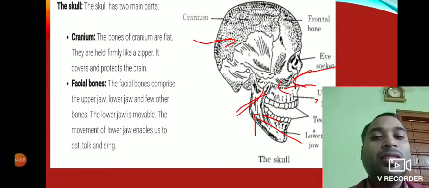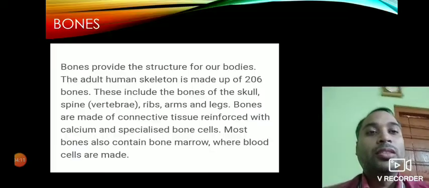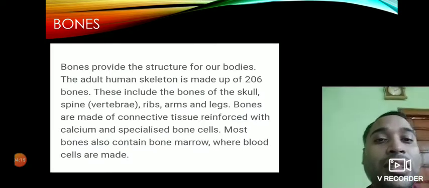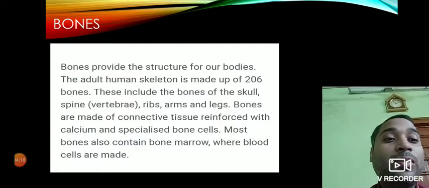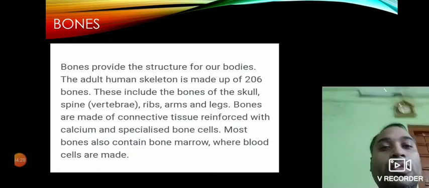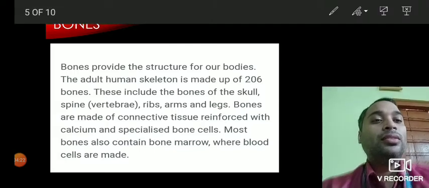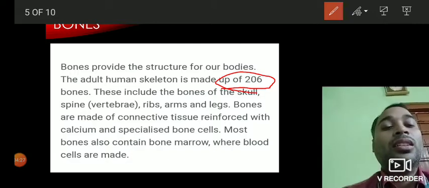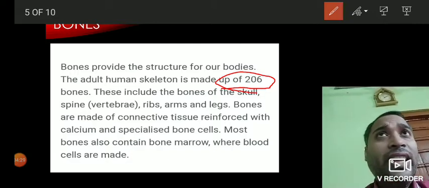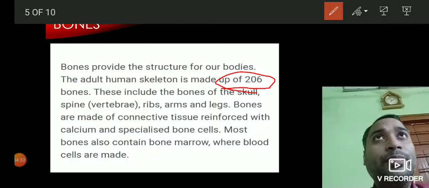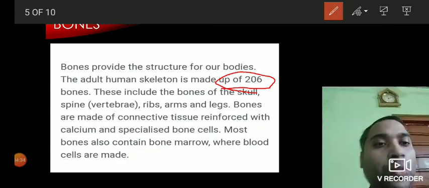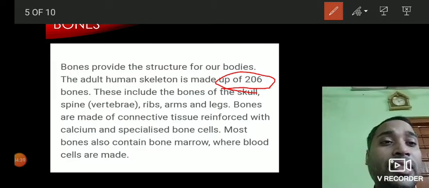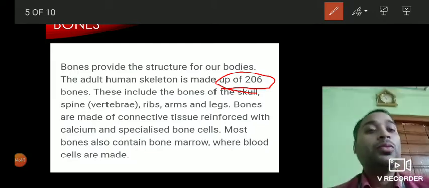Now let us talk about the bones and its types. Bones provide the structure of our bodies. The adult human skeleton is made up of 206 bones. An adult human being has 206 bones in total, but for a child it is around 270. What happens when a child grows is that some of the bones fuse together, and hence the number of bones reduces to 206.